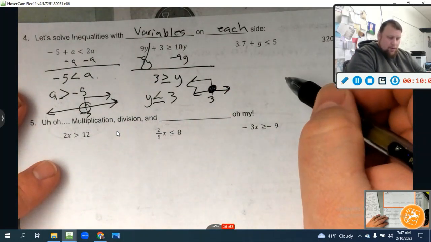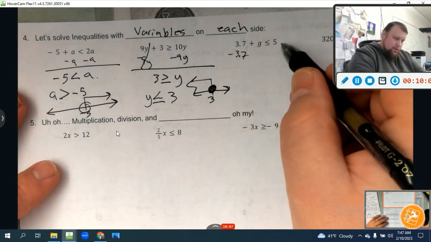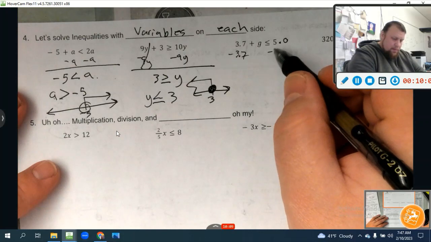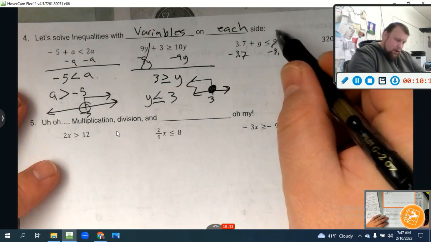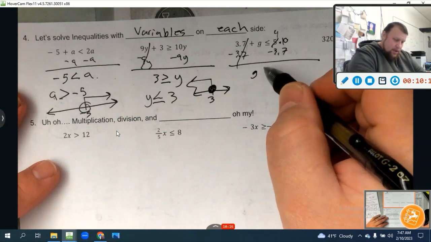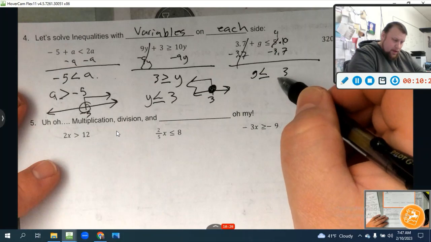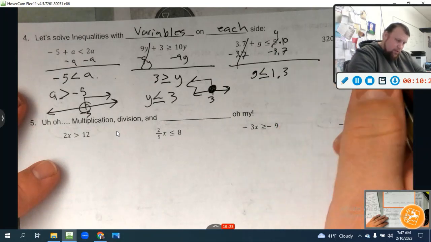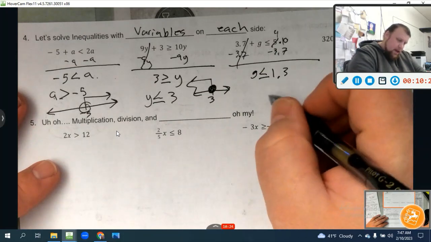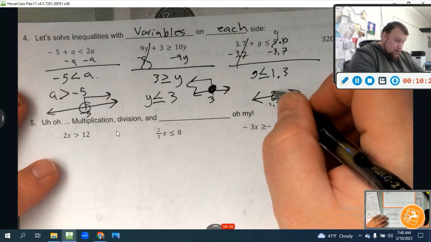This one right here, the only difference here is this has decimals. So minus 3.7. Just remember we can put a 0.0 here. Minus 3.7. We're going to have to borrow, make that 4 and that a 10. That's gone. I get g is less than or equal to, let's see, 10 minus 7 is 3. 4 minus 3 is 1. 1.3. Perfect. So then I'm just going to have 1.3, close dot, everything to the left.